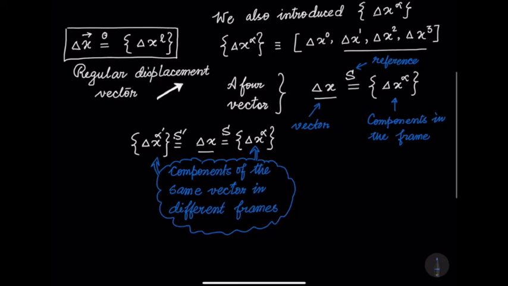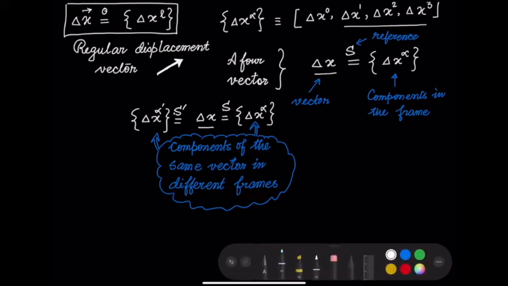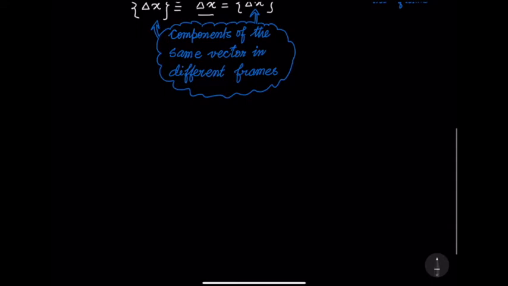Now, as they have different components, it is obvious that the components will be different in different reference frames. So the question that comes is how the components change from one reference frame to the other. So how do the components change?